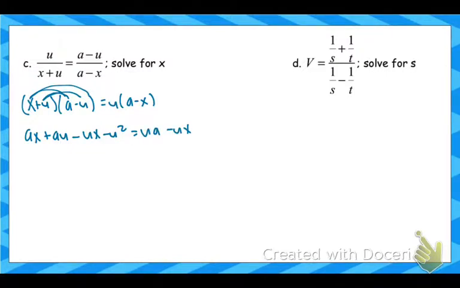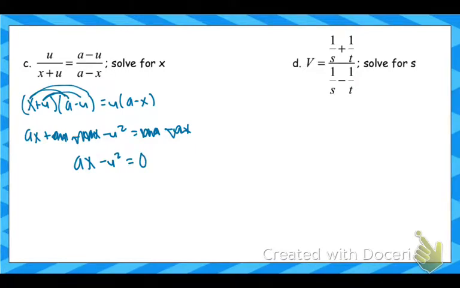All right, so now that we have all these terms listed, we're going to go ahead and solve for x. Let's try and get all the x terms on the same side. If I add ux to the other side, that's going to cancel out. Same thing if I subtract au. Well, ua and au are the same term, so that's going to cancel out, and that's going to cancel out. So I'm left with ax minus u squared equals 0.